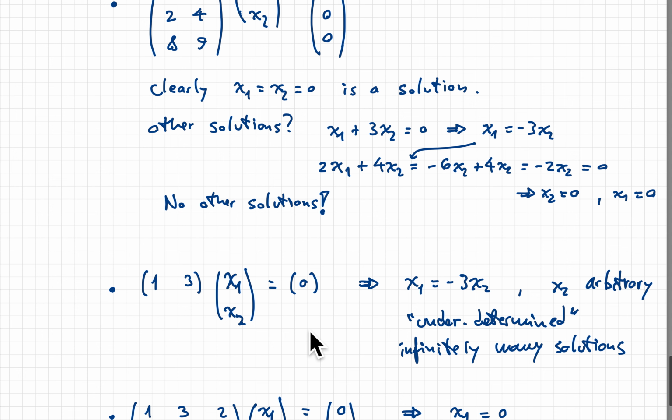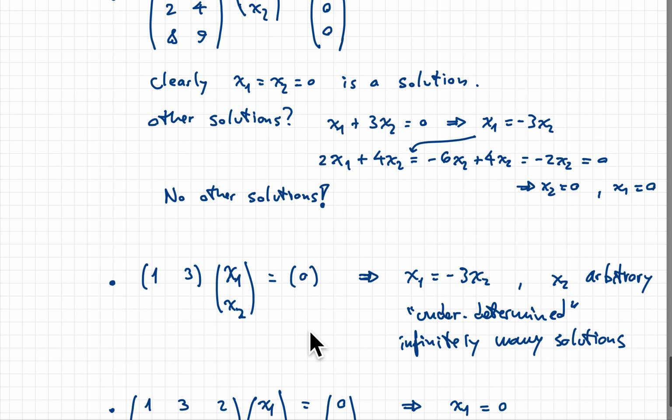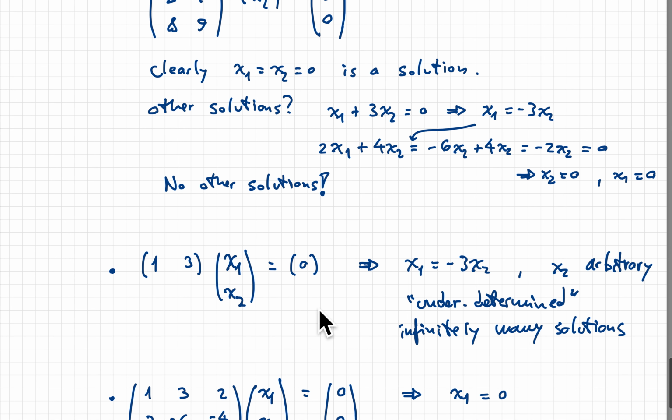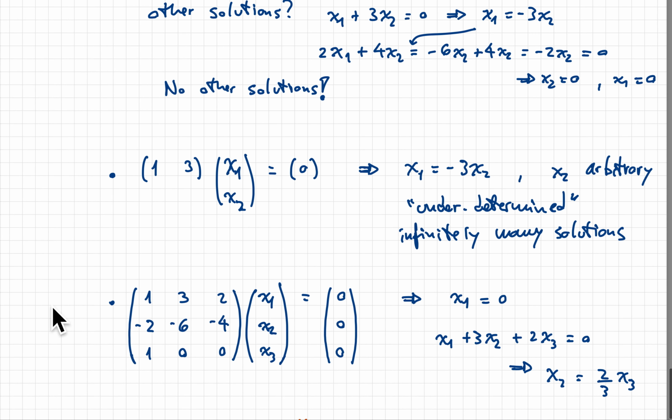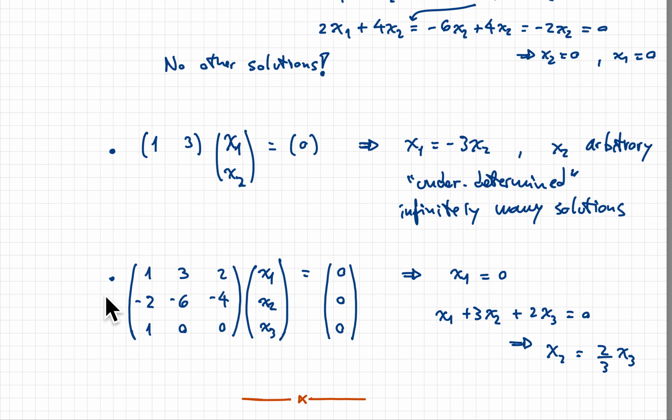And this is then an underdetermined system of equations. So we have an infinite number of solutions. There's infinitely many solutions to this problem. And finally, here's the 3 by 3 case where I wrote down this matrix, which is a bit of an enlarged version of the previous problem. So it's 1, 3, 2, minus 2, minus 6, minus 4, and 1, 0, 0, and x1, x2, and x3 are the variables. They are the things we want to solve for.